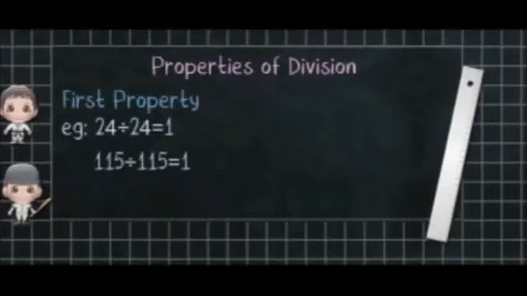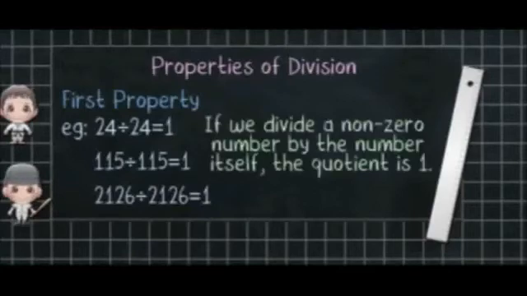And you can see here, 2126 is divided by itself, so the quotient is 1. So when a non-zero number is divided by itself, the quotient is 1. So this is the first property of division.